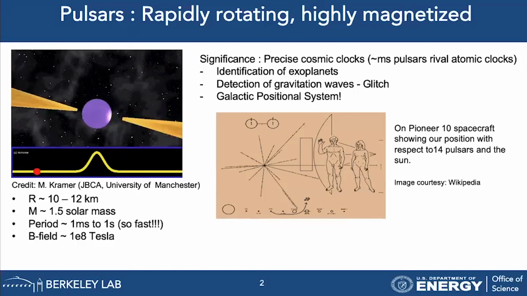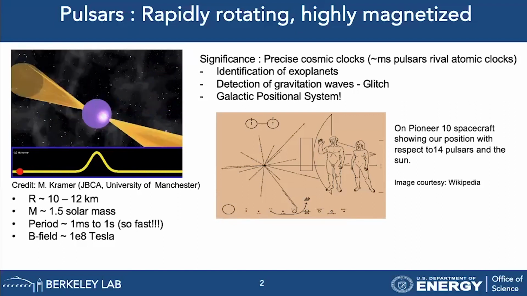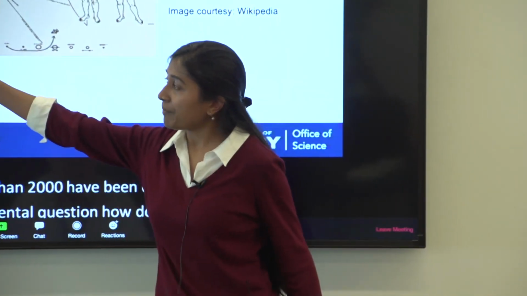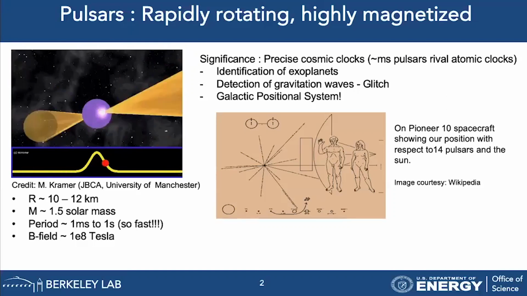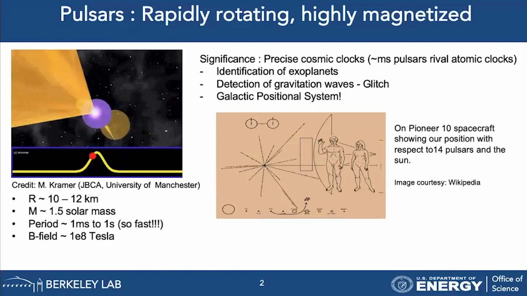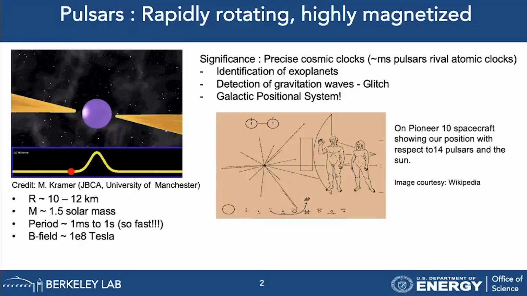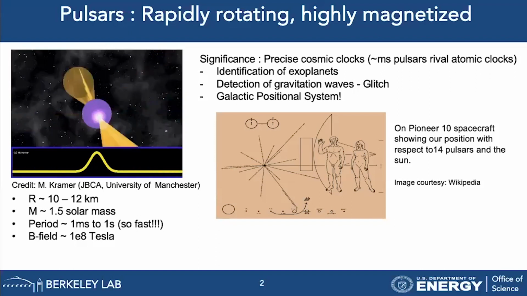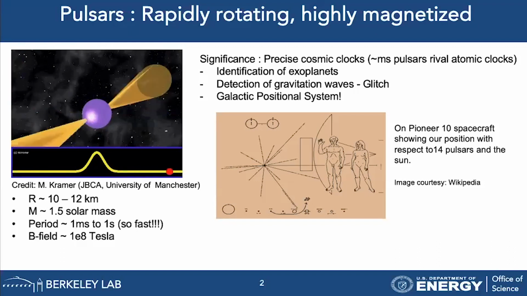But after its discovery in 1967, more than 2,000 have been discovered, and we still don't understand the fundamental question: how does it emit light? There are electromagnetic processes because of the strong magnetic field and the rapid rotation that accelerate particles, and it emits a beam of light. As the pulsar rotates, when this beam sweeps by Earth, it gets detected as a pulse. And we don't understand what causes that light radiation.